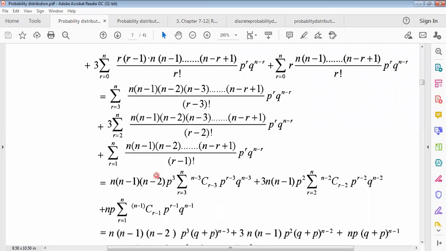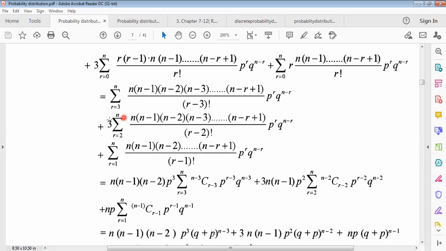This equals to, just taking common as before, n into n minus 1 and n minus 2 will be common, and p cube will be common because r starts from 3 to n. Then this series will be r minus 3, p will become r minus 3 because p cube is common, and q will be n minus 3.